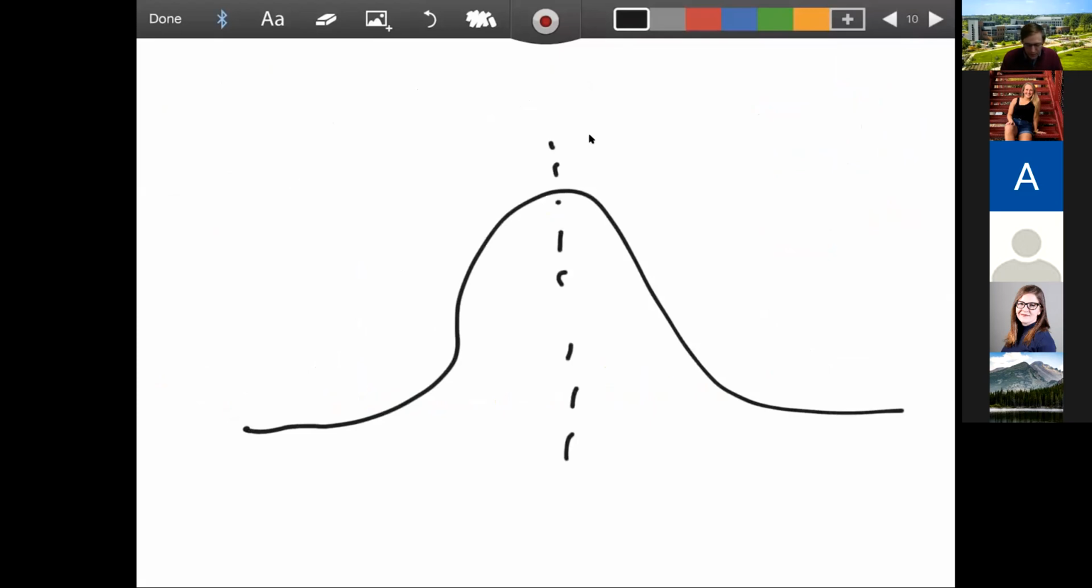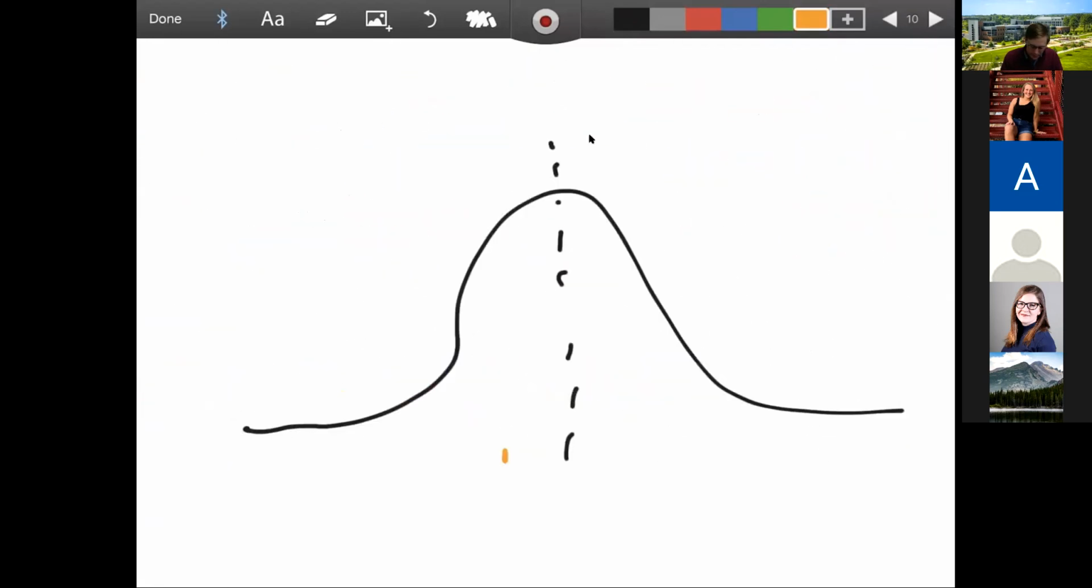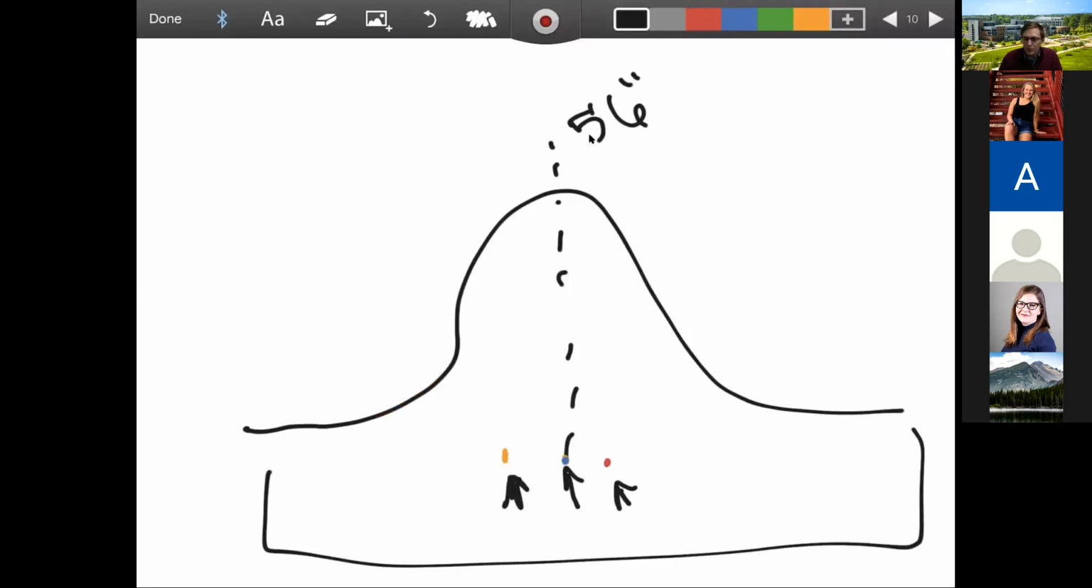when you take each of these means, they are going to be tightly grouped around what should be the population mean. Let's say the ground truth is 5'6". You can see we have one sample here that is right at the population mean, and other samples that are relatively close. They create their own distribution, which we call the distribution of sample means.